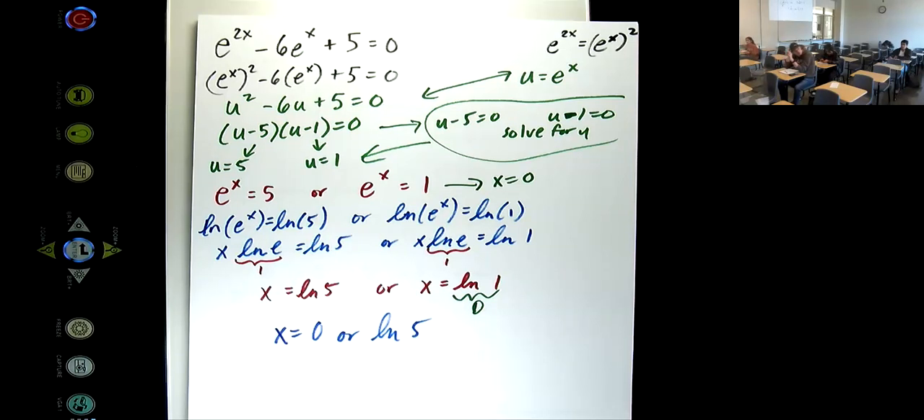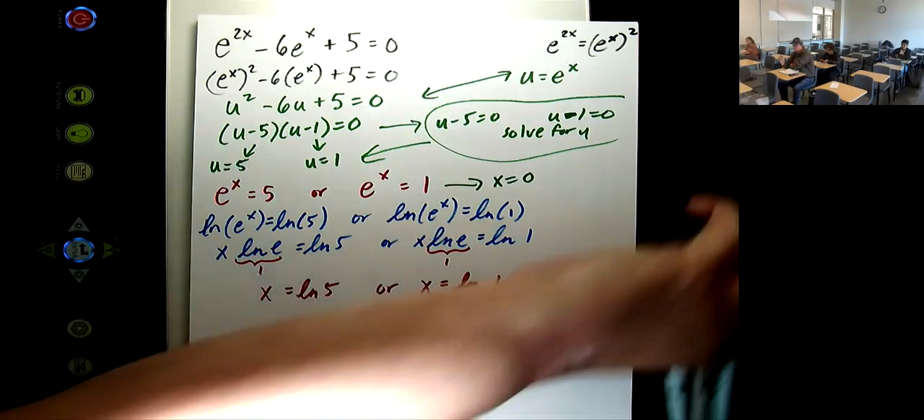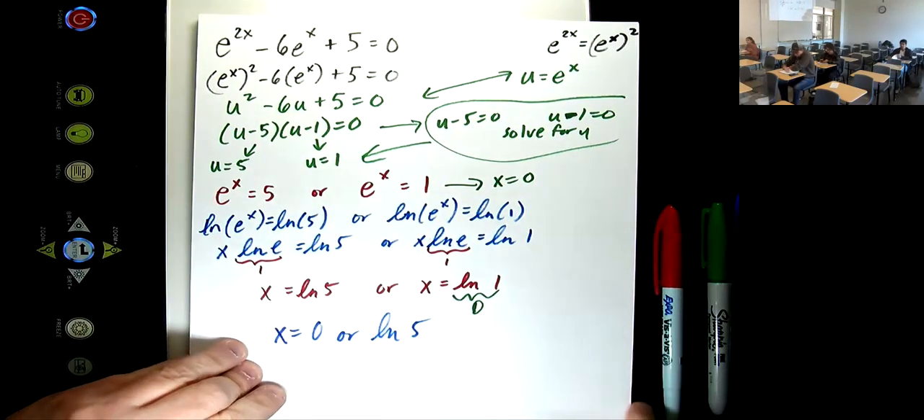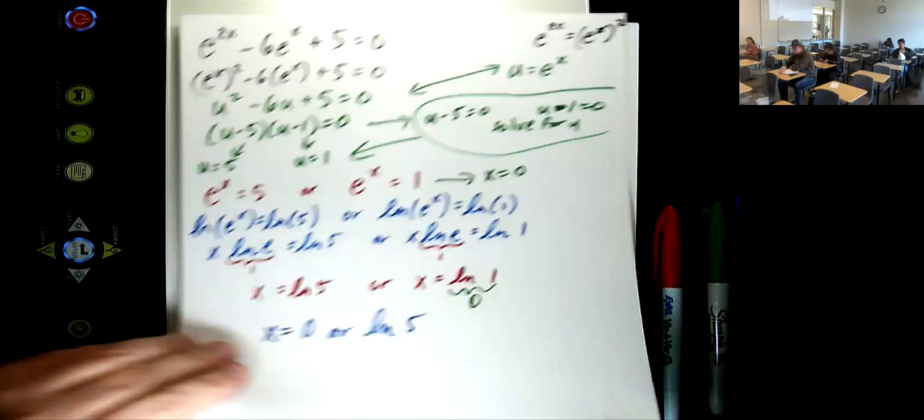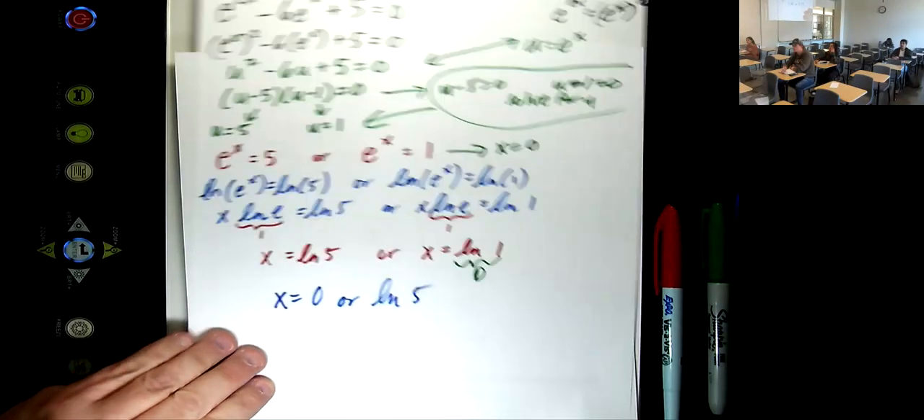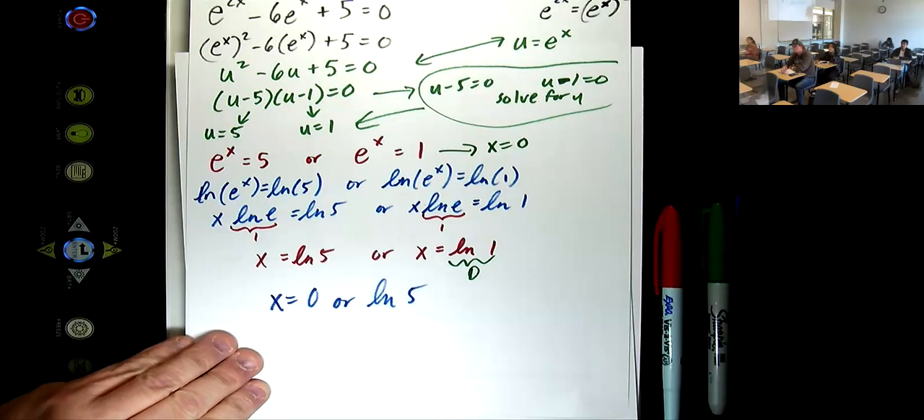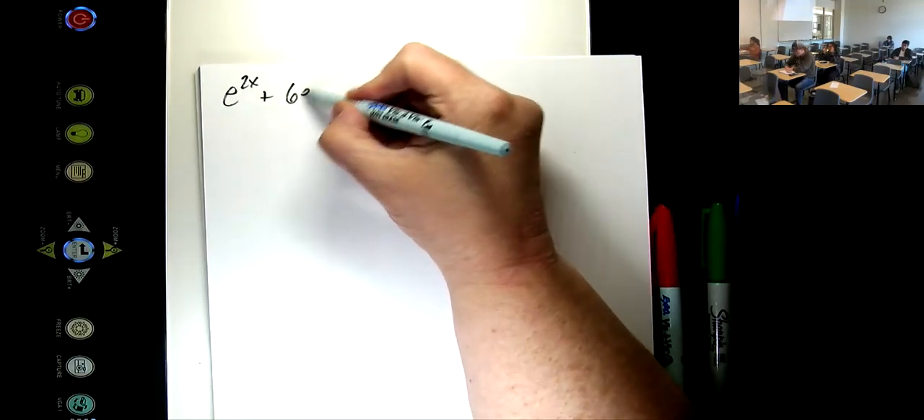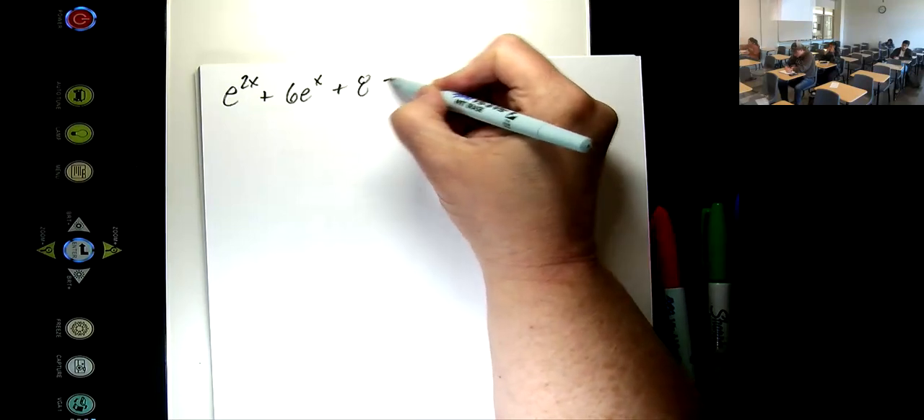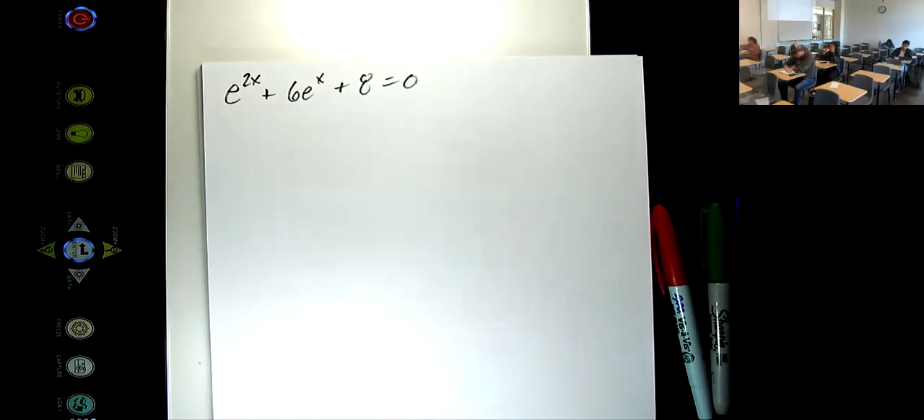You guys want to try one? Yeah, this is a little tricky. 4.6 is actually a shorter section, it's just on applications, so we'll just look at actual word problems. Does anyone need this up longer before I take it down? All right, why don't you guys give it a try? e to the 2x plus 6 e to the x plus 8 equals 0. And we'll do it together as a group a little bit.